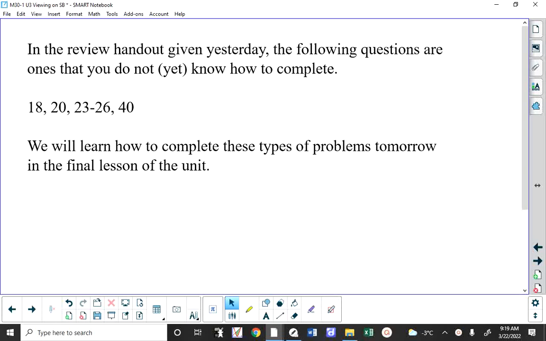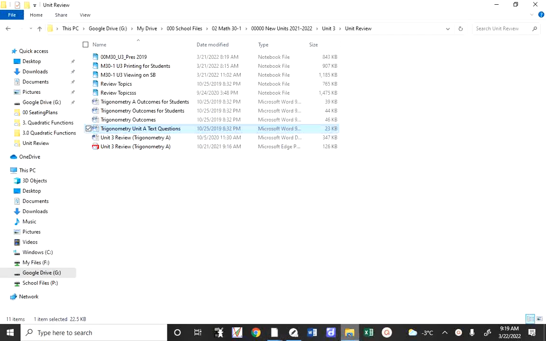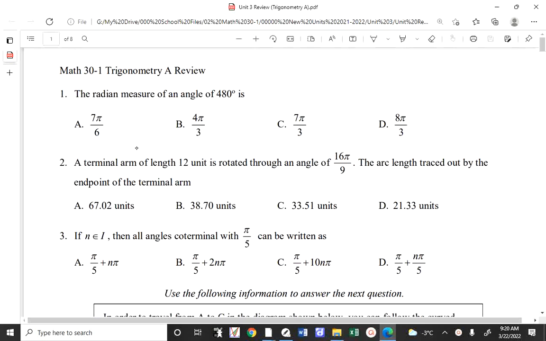I forgot to tell you these particular questions are questions on that review handout I gave you yesterday that deal with what we're going to be learning tomorrow in the final lesson of the unit. So you don't have to worry about those. Let's take a look at any questions that you might have. Does anybody have any questions you would like me to go over from this handout?